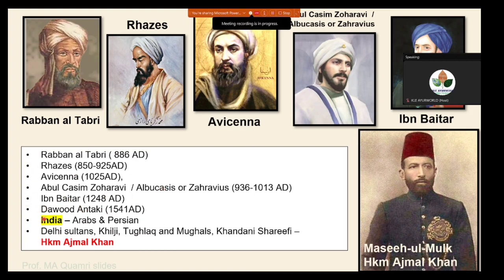Later, it was introduced into India by the Arabs and Persians somewhere in the 8th and 9th century, where some of the rulers of the Indian provincial governments picked up the system based upon its outcome and effectiveness. Kingdoms like the Sultans of Delhi, Khilji, Tughlaq, and the Mughals, and one particular family called Khandan-e-Sharifi in northern India, contributed a lot to promote and practice this system of medicine in India.